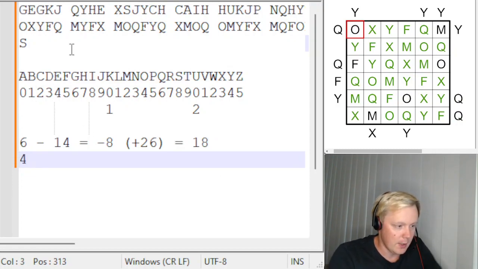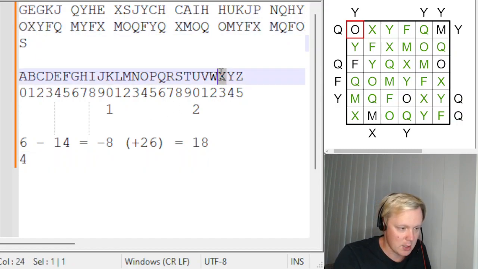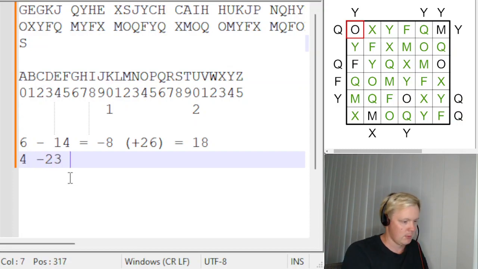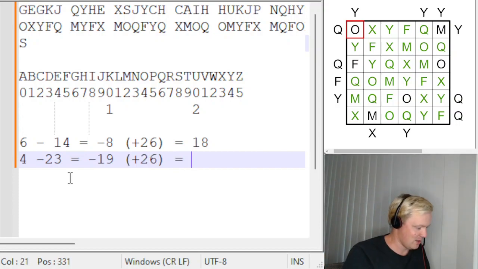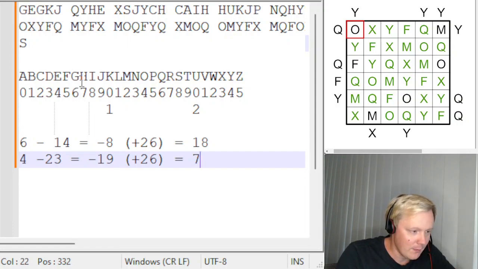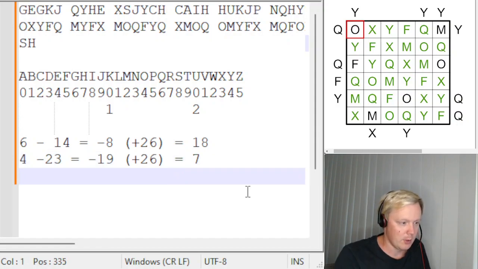And then this X, you subtract this X, which is 23. And you get minus 19. And you add again 26 to put it in the proper range. So that is 7, isn't it? And that's H. So that would be H. We'll do a couple more of these.